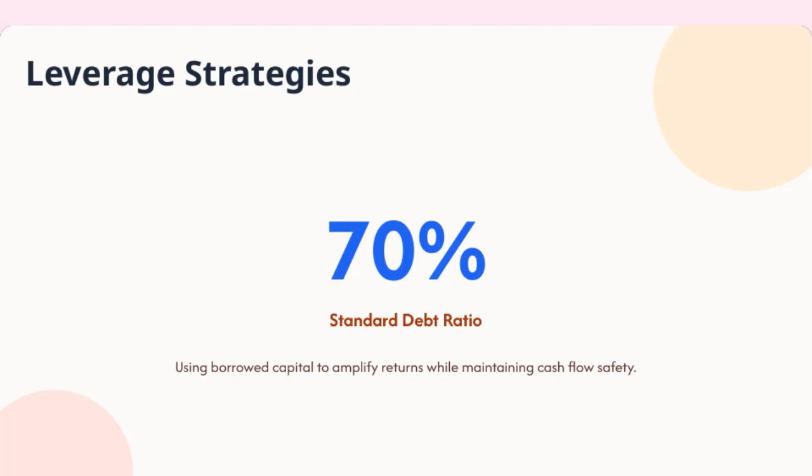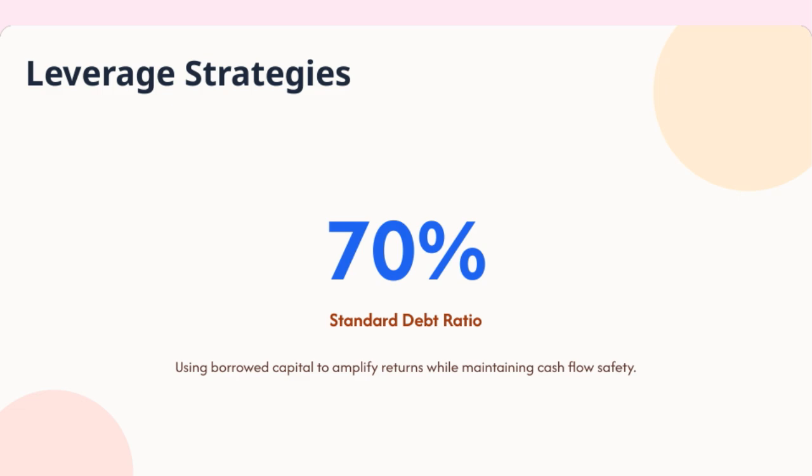Now, let's talk about how we can use borrowed capital to amplify our returns while still maintaining a focus on cash flow safety. Essentially, this strategy involves leveraging our assets, using debt strategically to boost our potential gains. The key here is balance. We want to enhance our returns without overextending ourselves. The standard debt ratio we typically aim for is around 70%.